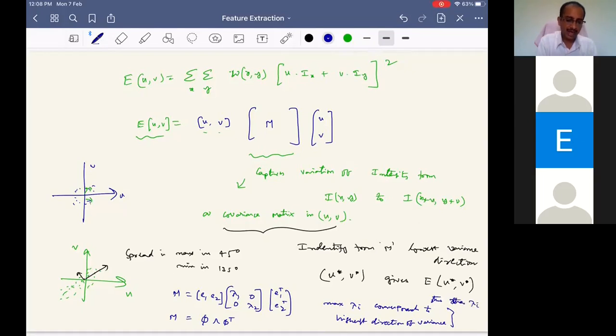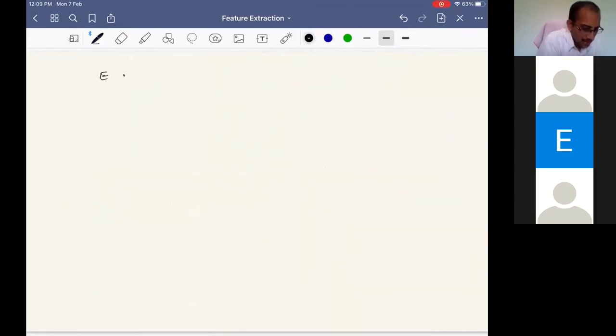The minimum lambda I gives the minimum direction, the minimum variance direction. So simply you look at the eigenvalues and then you will be able to find out for which u comma v direction the spread is minimum. Is this idea clear?